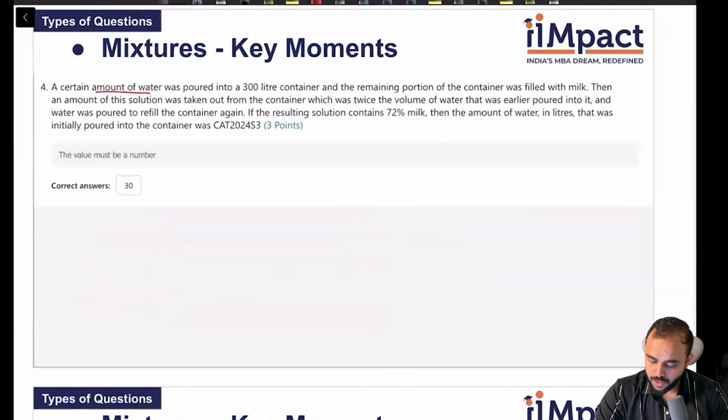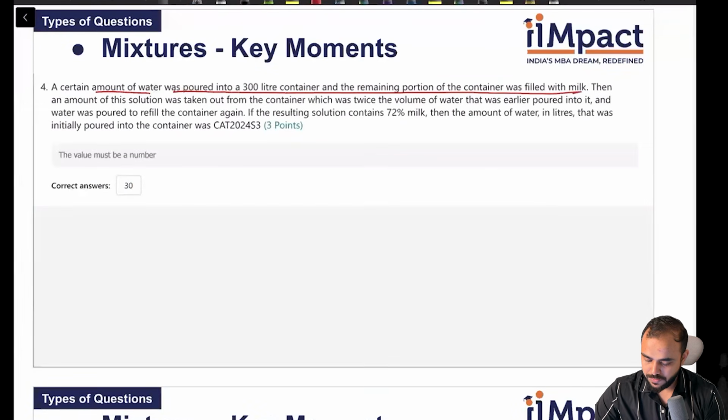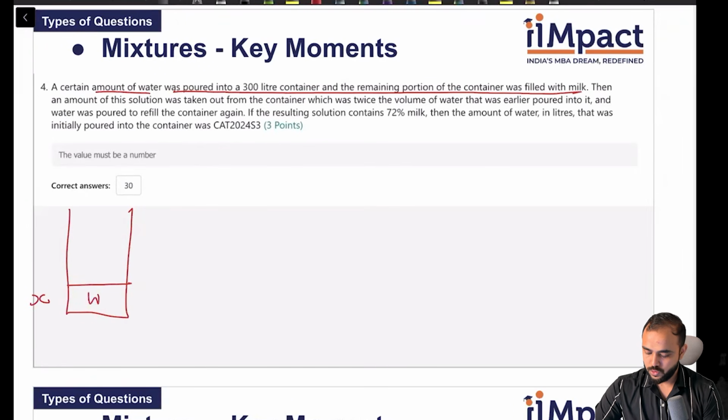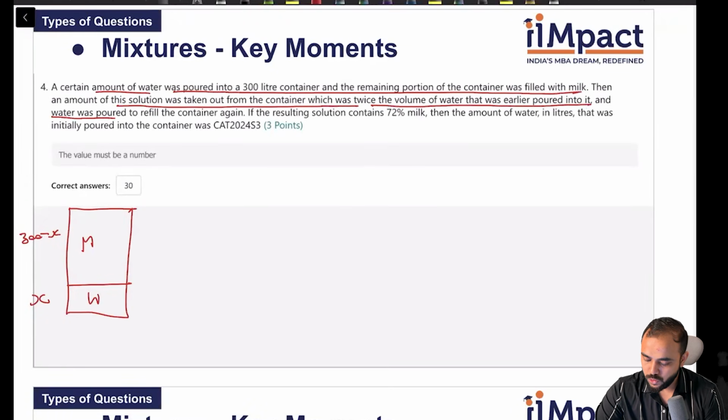Similarly, a certain amount of water was poured into a 300-liter container, and the remaining portion of the container was filled with milk. So let's say X amount of water was poured. So you had 300 minus X milk. Okay. Then an amount of this solution was taken out from the container, which was twice the volume of water that was earlier poured into it, and water was poured to refill the container again. So now 2x amount has been removed from this, right? How much milk will go away in this 2x amount?